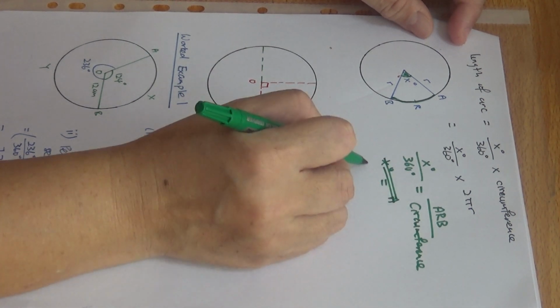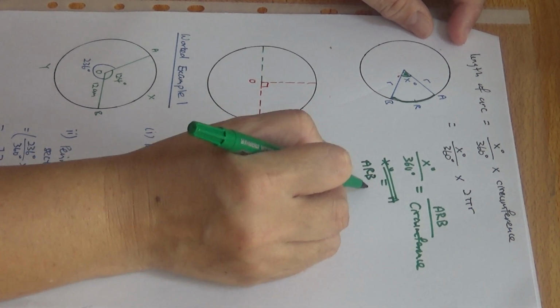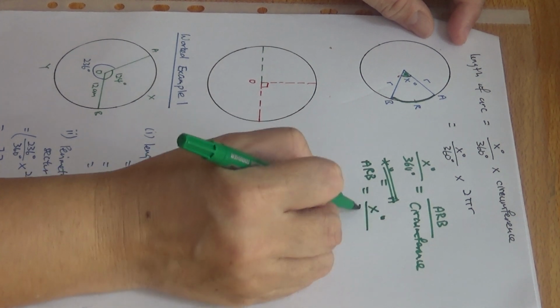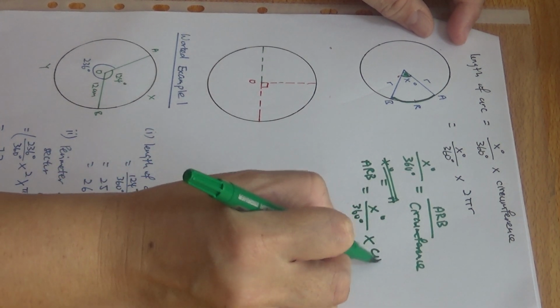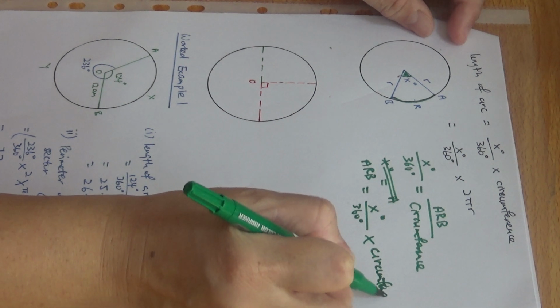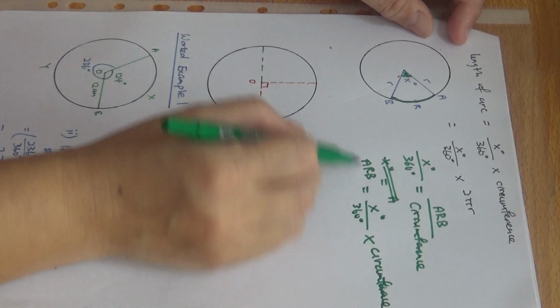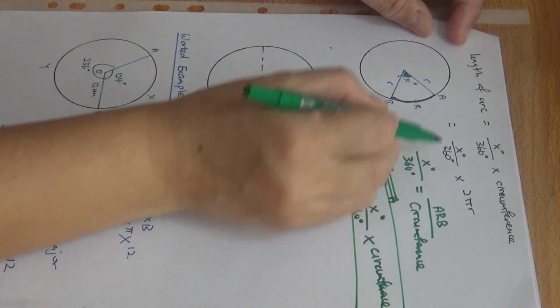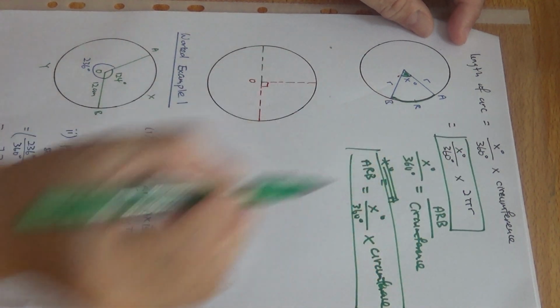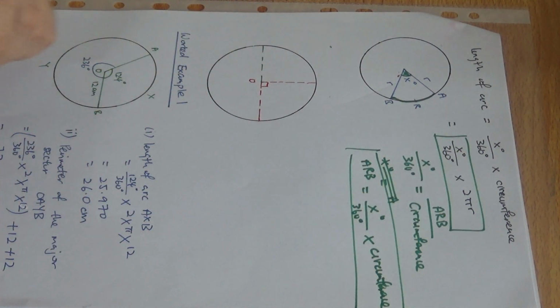Sorry, I'm just going to do this. Arc ARB will be equal to x degrees over 360 degrees times circumference. So this particular formula is actually the one that is given on page 248.